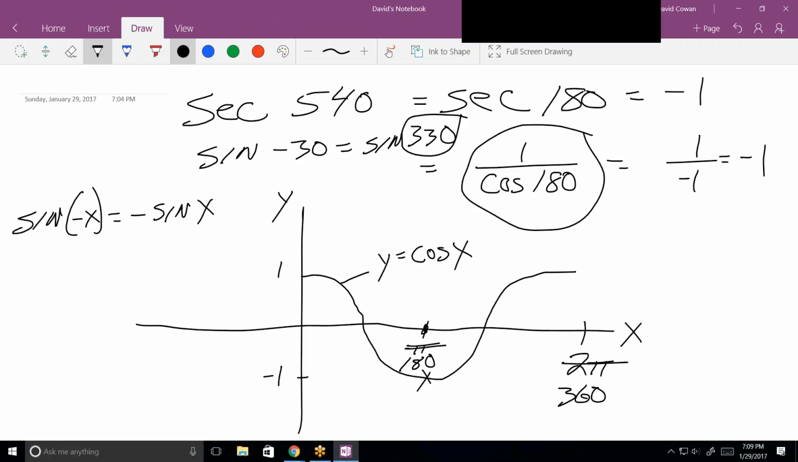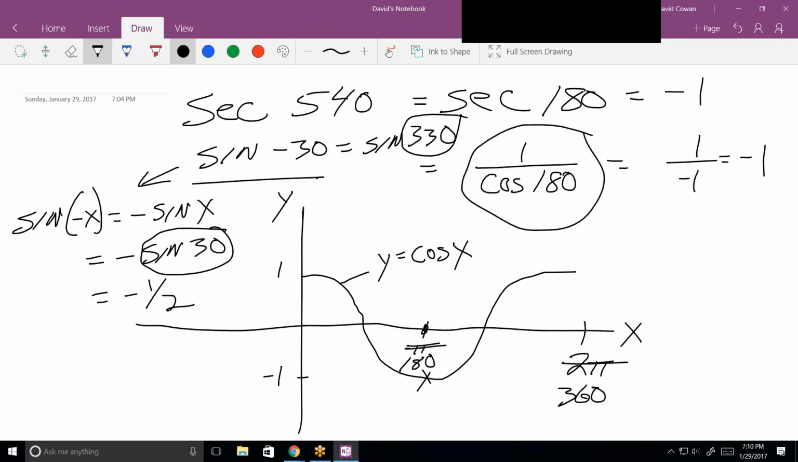So if I said, what's the sine of negative 30, you wouldn't necessarily want to add 360 to it to get it inside the unit circle. This would be the easier way to go. In other words, it's equal to negative sine of 30, because by now we've memorized that. That's 1/2. So the answer is negative 1/2, and that's the quickest way to get it. The quickest way to get it is not to put it into the unit circle.